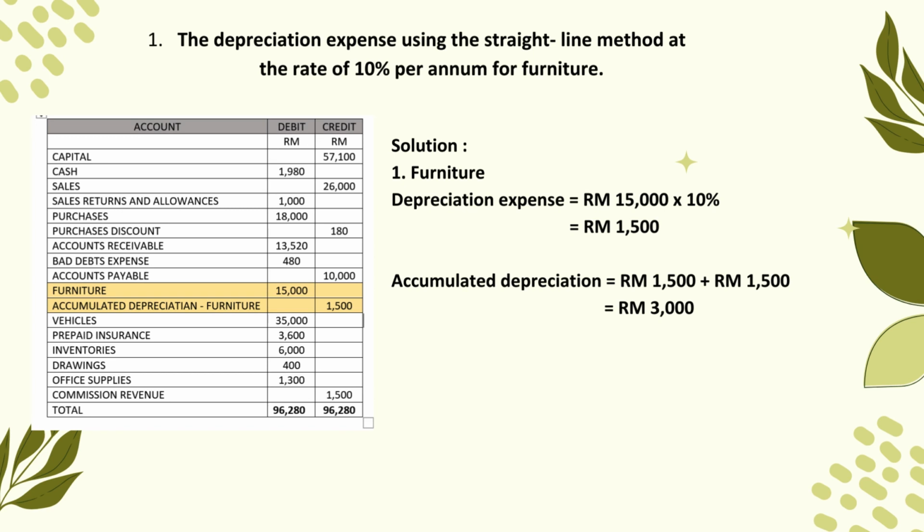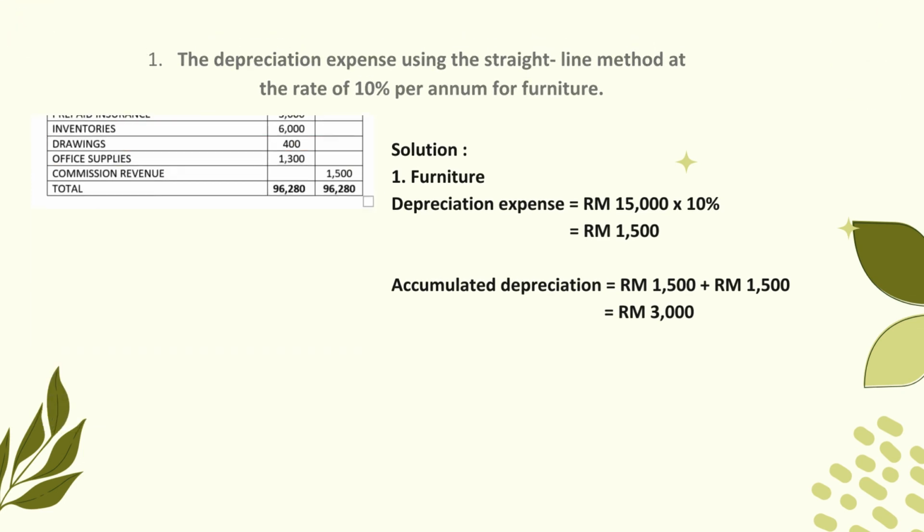Okay, so in the trial balance, we have the accumulated depreciation furniture of 1,500. So we need to calculate the accumulated depreciation, which is we add the amount of accumulated depreciation furniture in the trial balance with the new amount of depreciation expenses, which is accumulated depreciation equal to 1,500 plus 1,500. So we get the accumulated depreciation is 3,000.